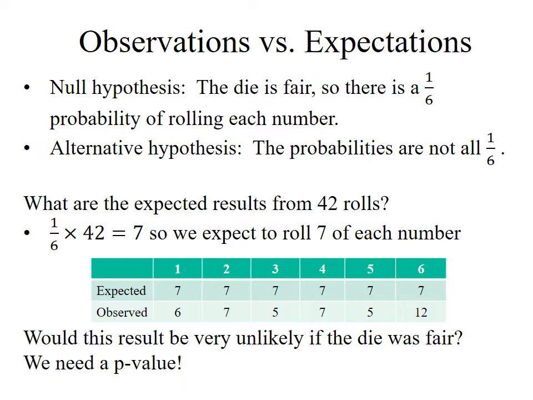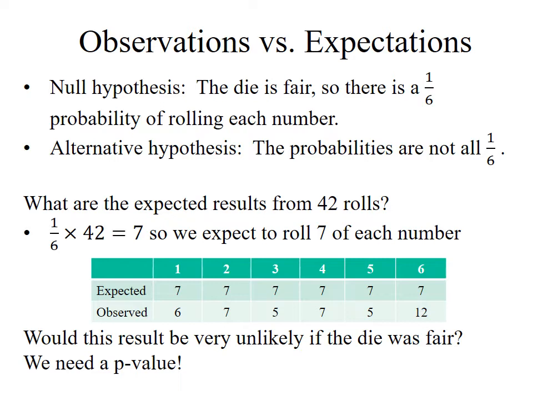I keep track of all these in a table, and then I compare it with my expectations. Okay, so what would I expect a normal die, a fair die, to be? That gives me my null hypothesis in this case. If the die is fair, then there's going to be a 1 in 6 chance of rolling each number, a 1/6 probability of each of the different outcomes. And so there's my null hypothesis. The alternative is that the probabilities are not all 1/6.